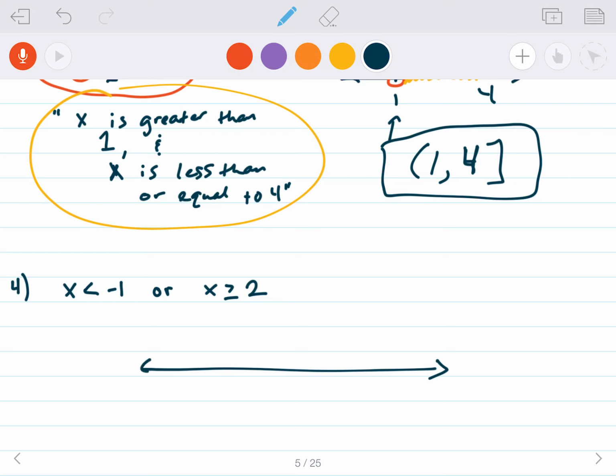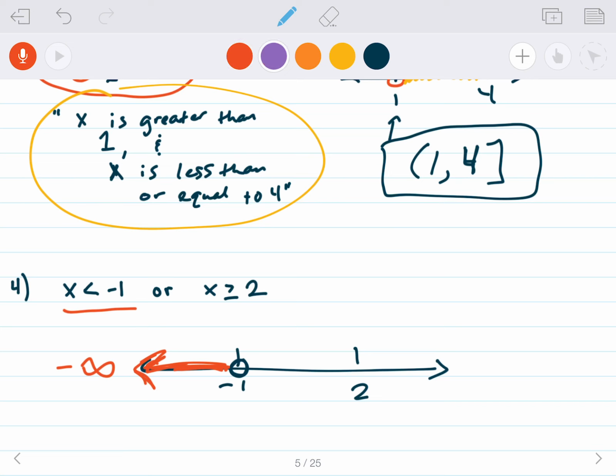let's put our numbers on the number line. We have -1 and we have 2. So x is less than -1. Well, this is going to be an open dot because it's strictly less than. And I'm shading to the left because, again, less than. And this is going all the way to -infinity.